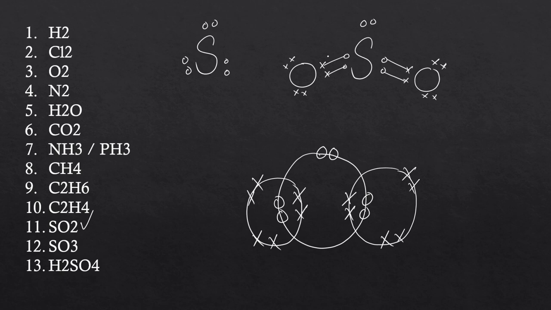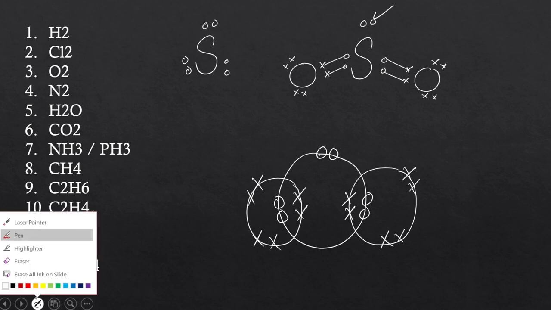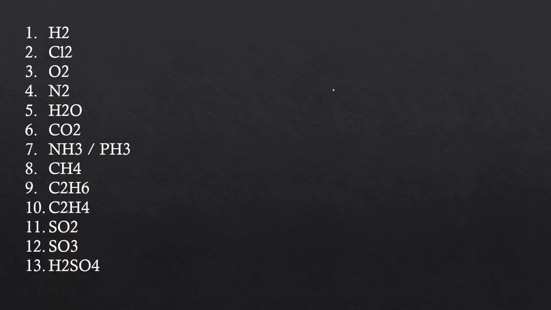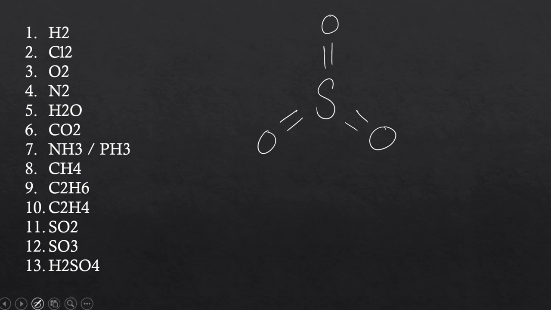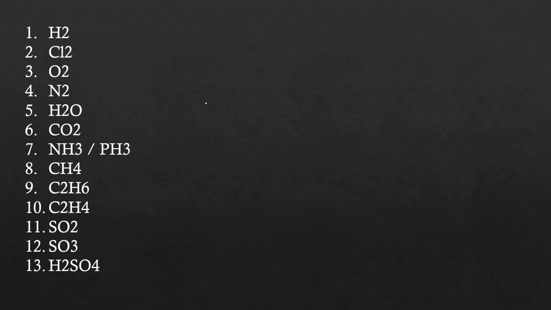How to draw SO3? You can just utilize this lone pair as well. Let me write it. SO3, it will become SO3. It is the structure of SO3. Just like SO2, you can draw SO3 as well. So what is the final one? H2SO4. You need a lot of practice for this.